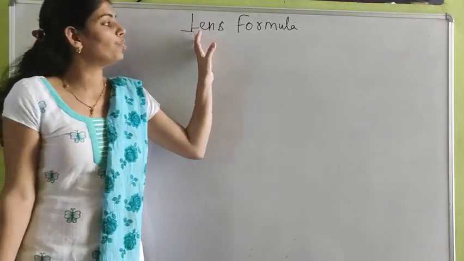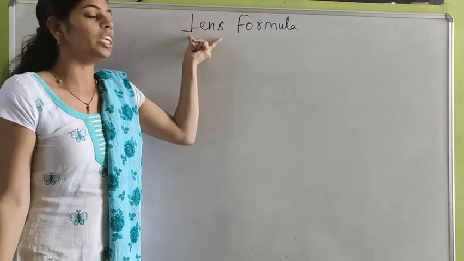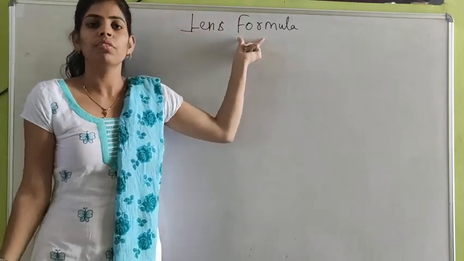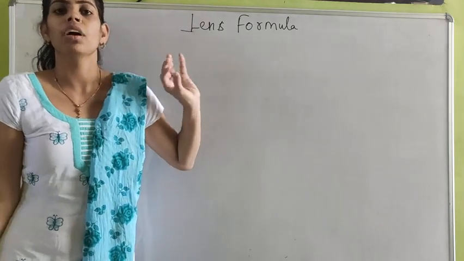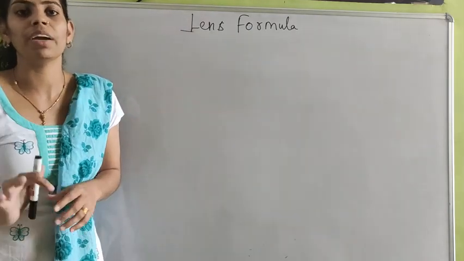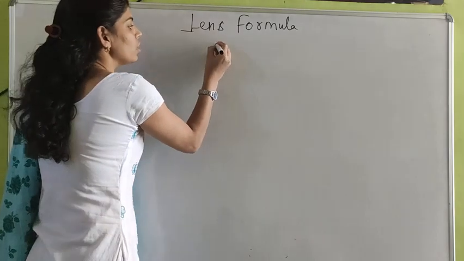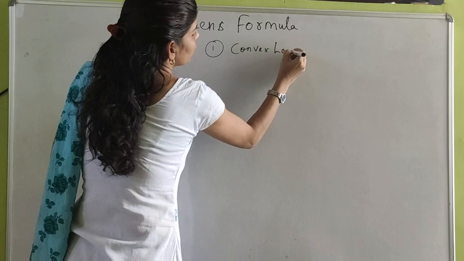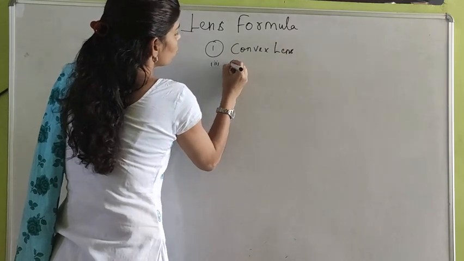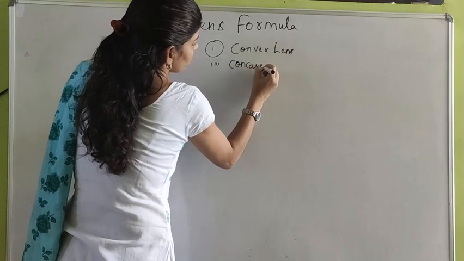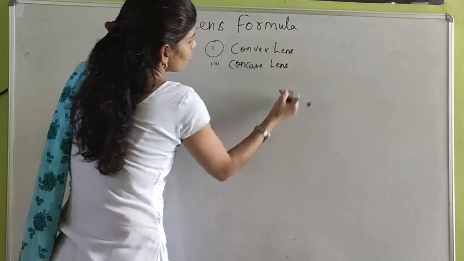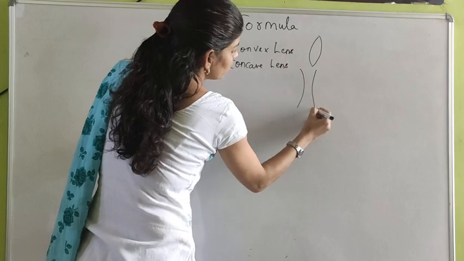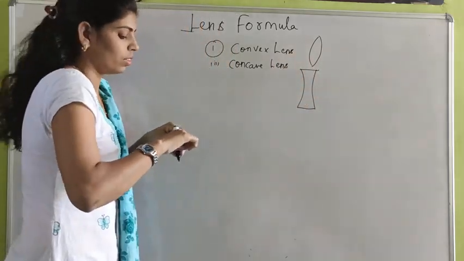In today's video we will derive the lens formula, and we will derive the lens formula for both the lenses. As you know, we have two types of lenses. First is convex lens and second is concave lens. This is convex lens and this is concave lens.